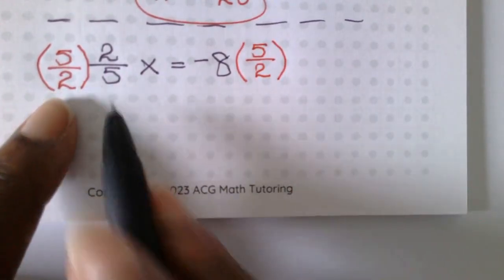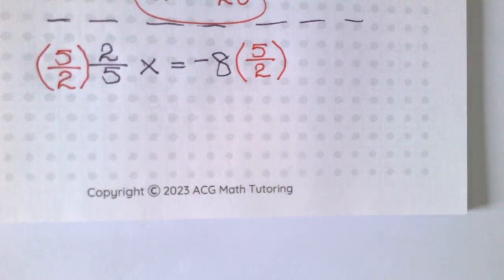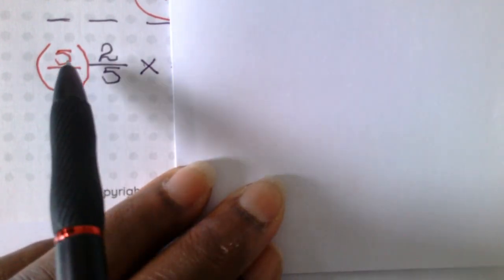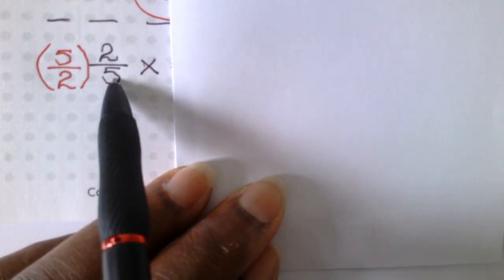So what happens on the left-hand side? Noticing I have a 5 in the numerator and a 5 in the denominator, they can cancel out. That will give me 1. I have a 2 in the numerator and a 2 in the denominator. They can cancel out, and that will give me 1. So what's left will simply be an x.